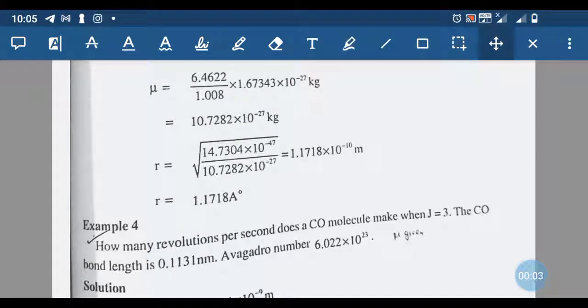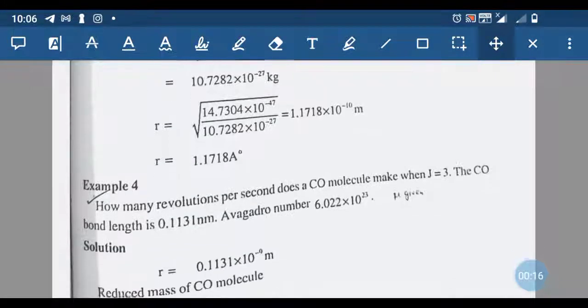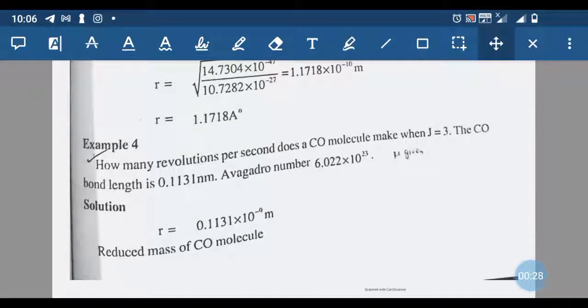Dear students, today we discuss some of the problems in microwave spectroscopy. So the first problem is how many revolutions per second can a carbon monoxide molecule make when J is equal to 3. The carbon monoxide bond length is 0.1131 nanometer. Avogadro number and mu you can calculate, or mu is sometimes given.